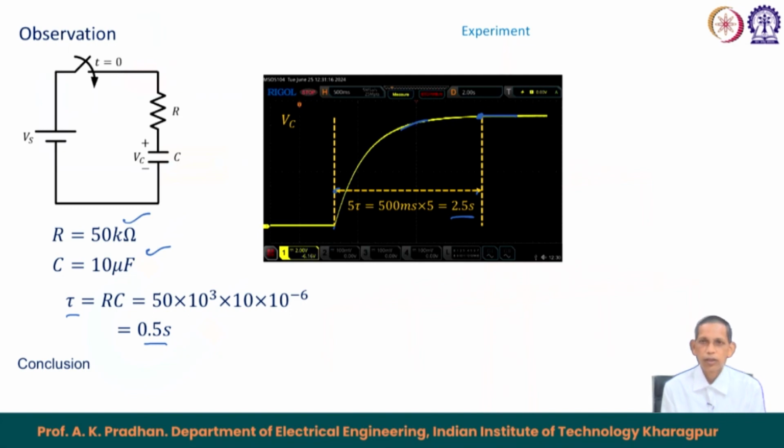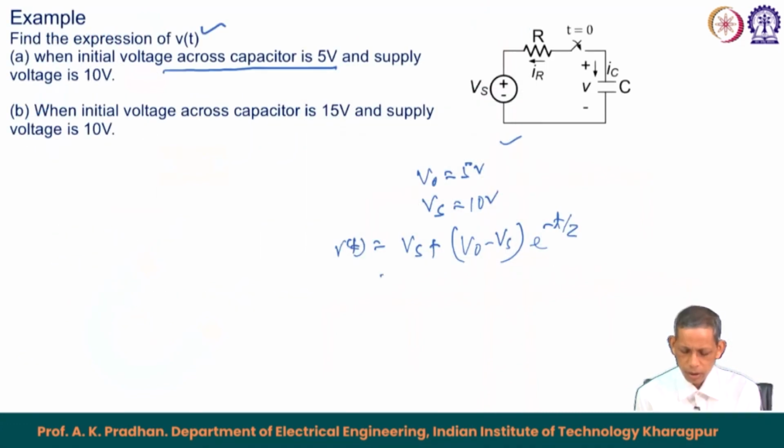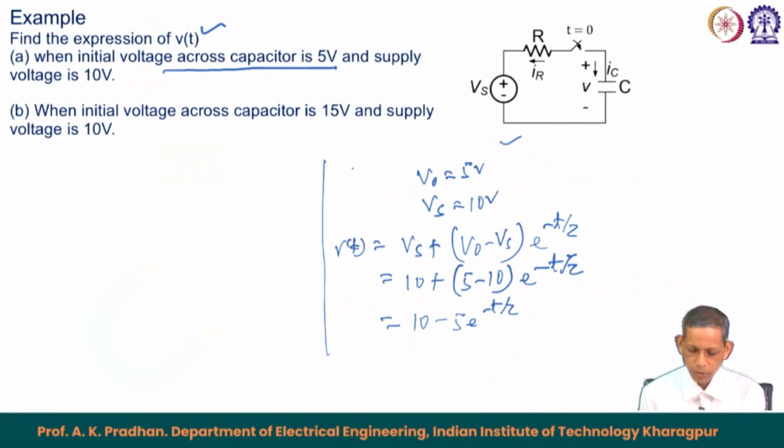So, we observe in this experiment that the voltage across the capacitor increases exponentially from 0 and reaches the steady state value, which is the applied voltage Vs. Now in this case Vs is 10, V naught is 5. So, 10 plus (5 minus 10) e to the power minus t by tau. This becomes 10 minus 5 e to the power minus t by tau. This is for part A.